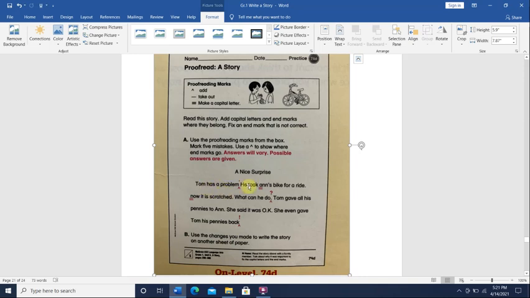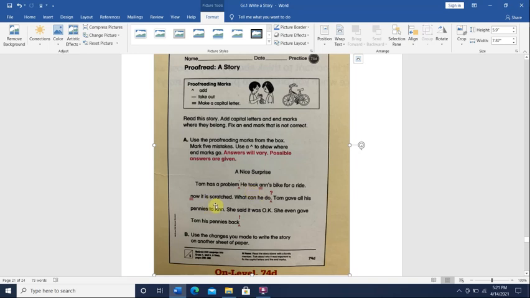Sentence number 2, he took Anne's bike for a ride. Anne is a person's name. So it should be capital because it's a proper noun. He took Anne's bike for a ride. Now it is scratched. Okay, now it is scratched. You have to capitalize the first letter because, as we said, each sentence must begin with a capital letter. Okay, or we must capitalize a name. Okay, so Tom has a problem, period. He took Anne's bike for a ride. We have to capitalize the person's name. Now it is scratched.